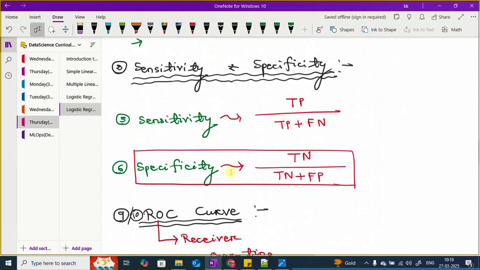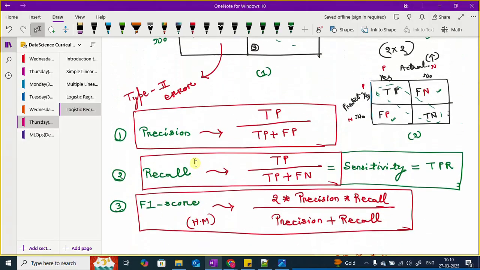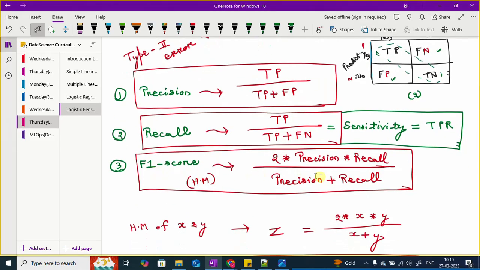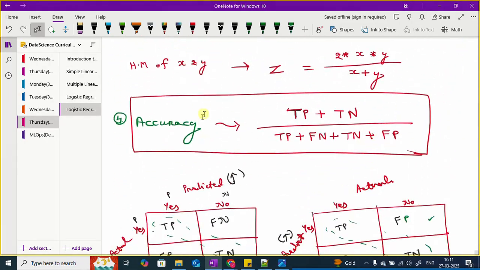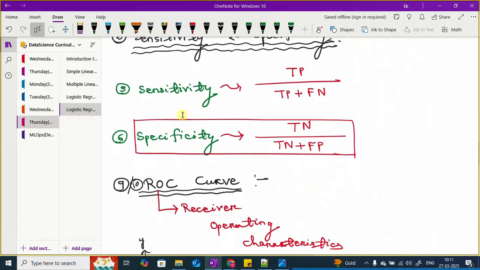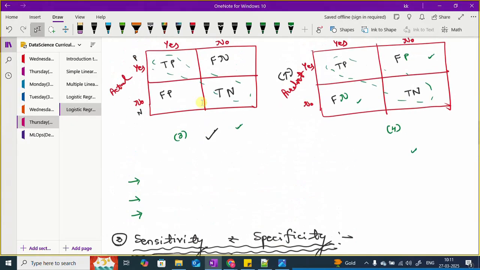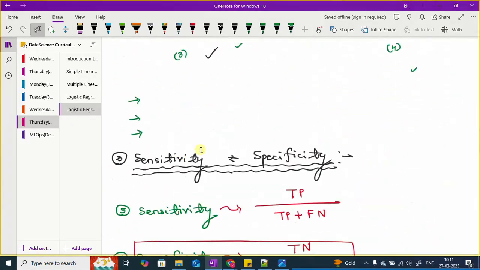Now let me just go for a revision. I'm starting from here. So precision has a unique formula, recall has a unique formula, which is matching with sensitivity and TPR. That's why I make it a box. Now accuracy, a different formula, I make it a box. So four different formulas. Sensitivity is the same as recall, that's why I'm not putting it into a box here.